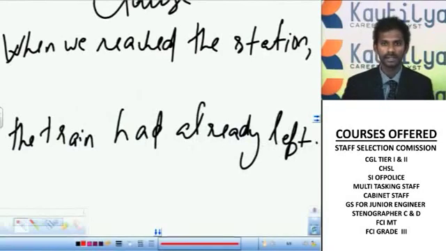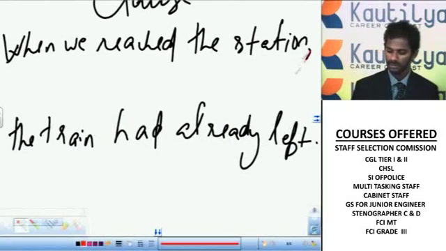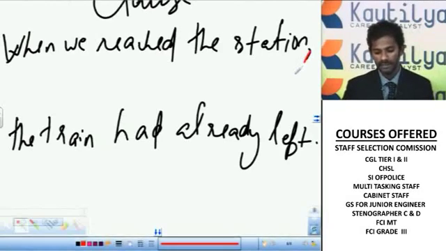How many clauses are there in this sentence? There are 2 clauses shown by the comma. When we reach the station is one clause, the train had already left is another clause, right? So a clause should contain a subject and a predicate. Fine. Come to the first part before the comma.